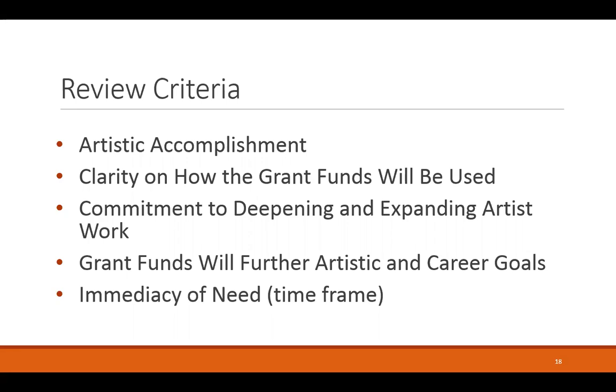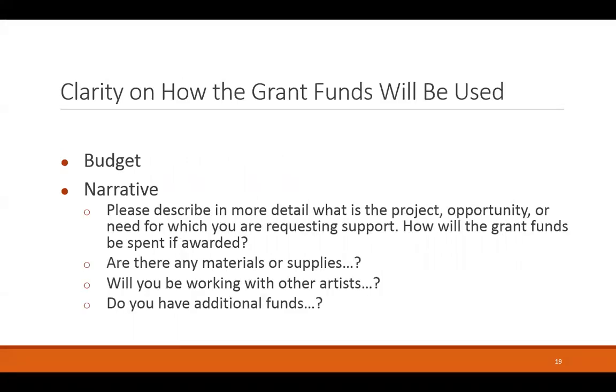So on the next few slides, I'm actually gonna have us go through each review criteria. And what I've done is I've laid out where in the application I think it would be a good place to talk about that. So artistic accomplishment, I don't have a slide for that because that's gonna show up in your documentation. It's gonna show up in your resume, etc. That is gonna be throughout the entire application. However, for the rest of them, clarity on how the grant funds will be used. You're definitely gonna show this in your budget, and by having a clear budget, as well as in your narrative.